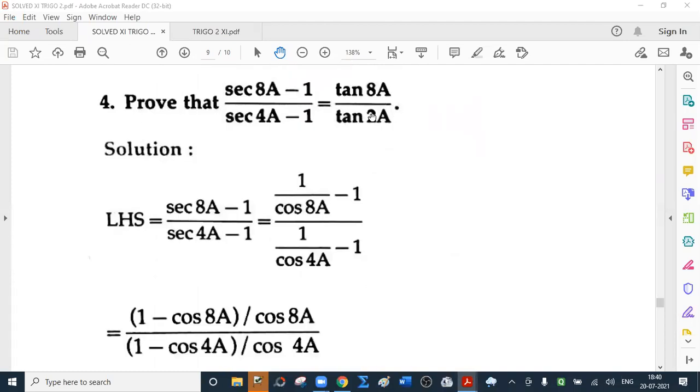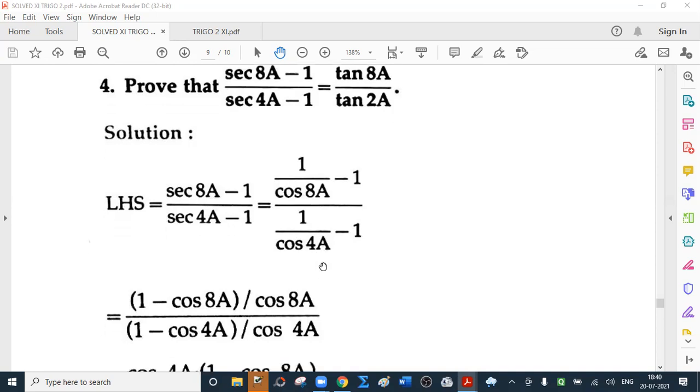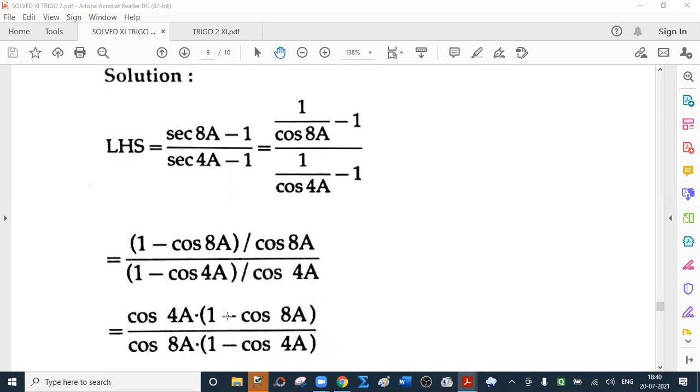Next one, prove that (sec 8a minus 1) upon (sec 4a minus 1) equals tan 8a upon tan 2a. Begin with LHS. Now sec is 1 upon cos. For that sake, I have written this as (1 upon cos 8a minus 1) upon (1 upon cos 4a minus 1). Now find LCM and simplify to get this.